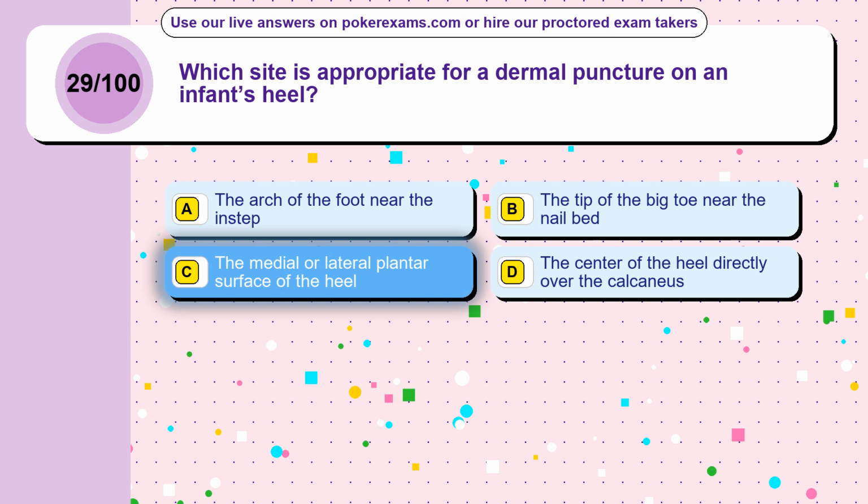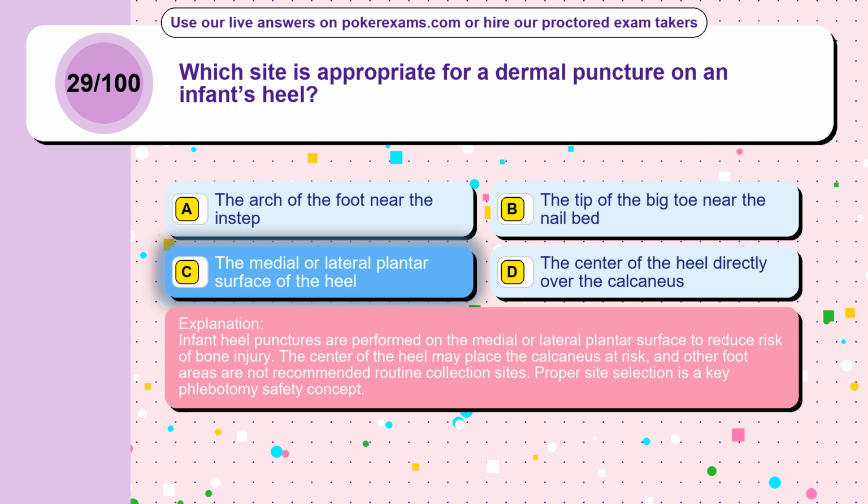The correct answer is option C, the medial or lateral plantar surface of the heel. Infant heel punctures are performed on the medial or lateral plantar surface to reduce risk of bone injury. The center of the heel may place the calcaneus at risk, and other foot areas are not recommended routine collection sites. Proper site selection is a key phlebotomy safety concept.